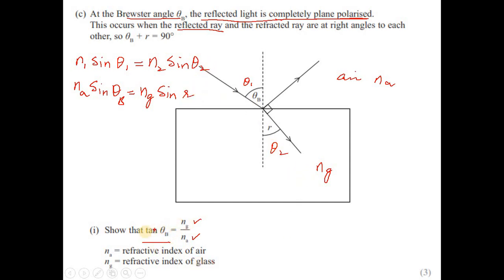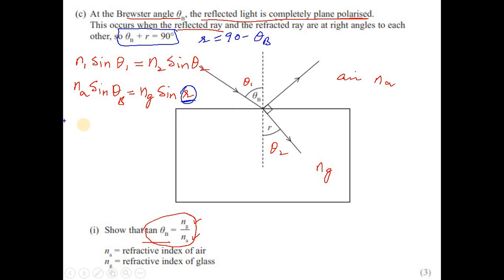Now if you see in our required proof, we need theta b, Ng and Na. We don't need this r, so we'll have to get rid of r. And how do we do that? We are given the relation theta b plus r is equal to 90. That means r is equal to 90 minus theta b. I can replace r with 90 minus theta b.